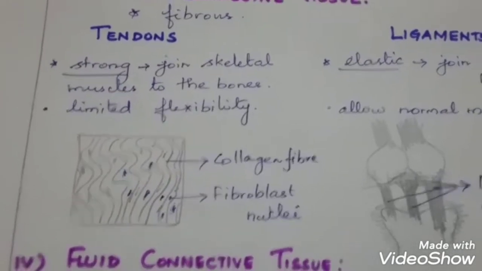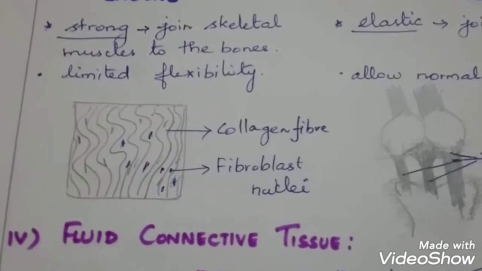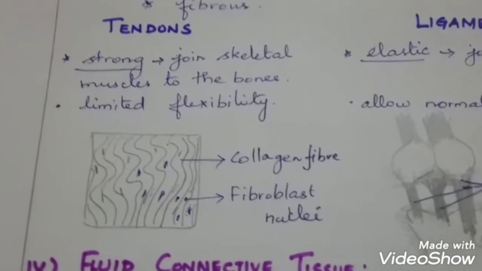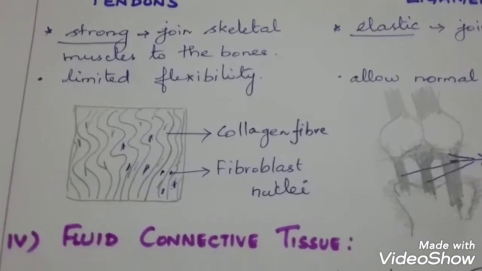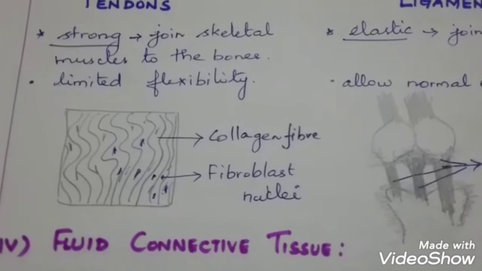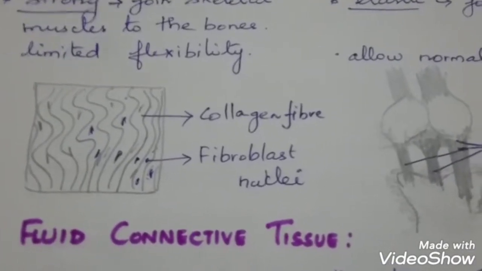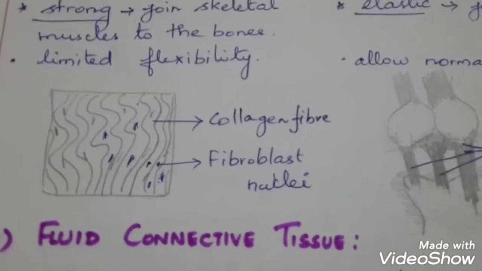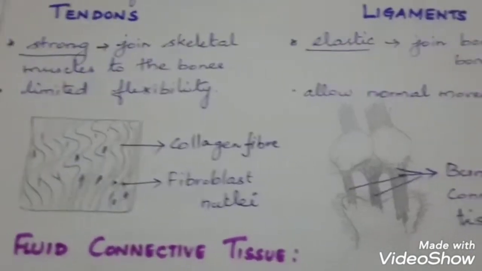Tendons are useful to attach the muscles to the bones. These tendons are strong and they are useful to join skeletal muscles to the bones. They are made up of collagen fibers and fibroblast nuclei. They contain fibroblast nuclei. They are fibrous.